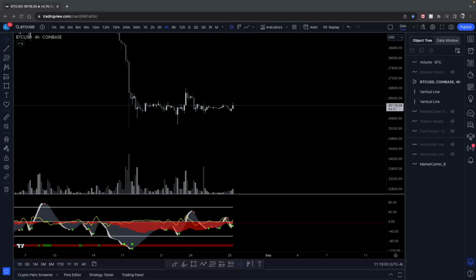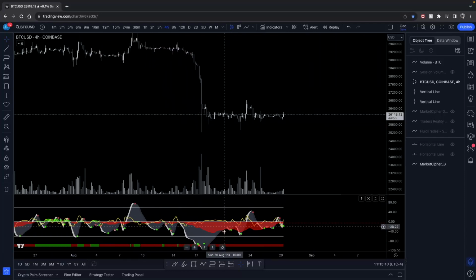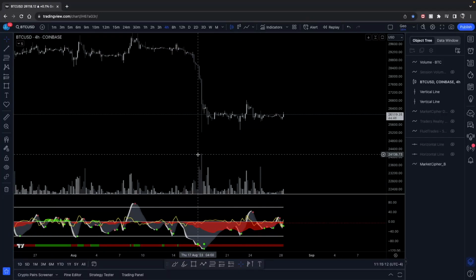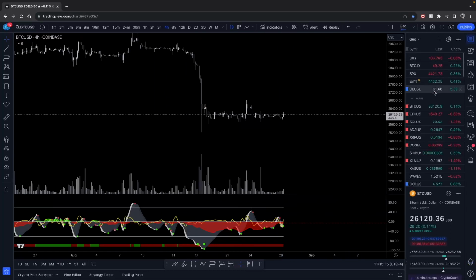Guys, if you are struggling with Market Cipher B in terms of reading this thing, you've tried to backtest, you think that things are going your way, you see the green dot, you think it's going to go up, but then it doesn't go up, and then you try to get your entry and you get stopped out, and then it goes in your direction anyway, then this is the video for you, because you're not alone.